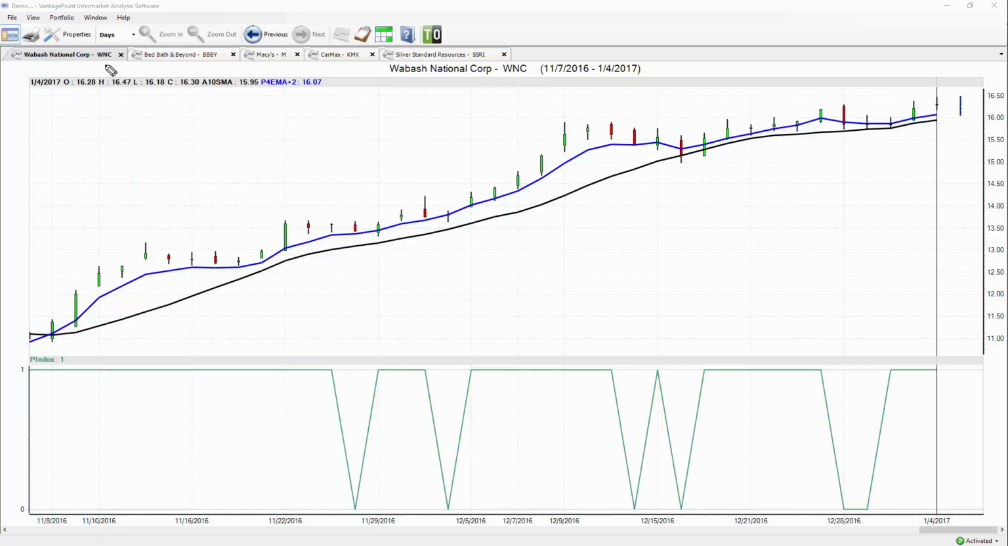So we're looking here at the VantagePoint intermarket analysis software, and I have a few charts to go over, a couple of these sort of recapping from some previous videos, but I want to focus on this company here, Wabash National Corporation. Now, against the price data here, we have daily bars and candles representing the price data since the beginning of November. You see November 8th going all the way to the current day.